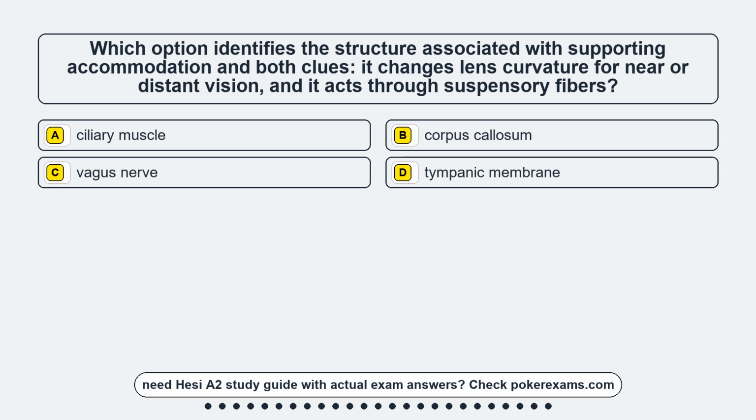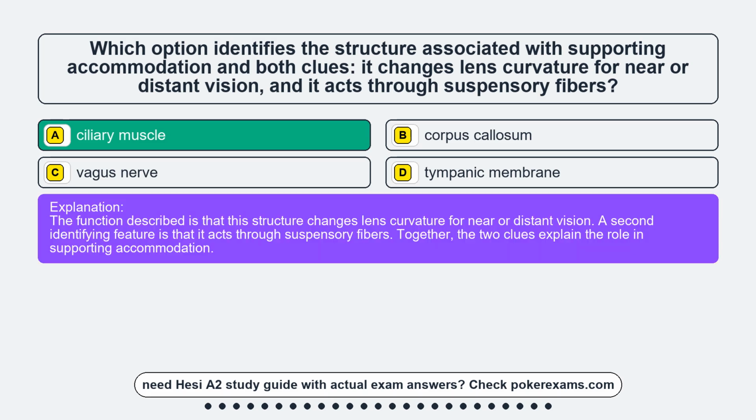Question 14. Which option identifies the structure associated with supporting accommodation? And both clues: it changes lens curvature for near or distant vision, and it acts through suspensory fibers. Option A, ciliary muscle. Option B, corpus callosum. Option C, vagus nerve. Option D, tympanic membrane. The correct answer is option A, ciliary muscle.